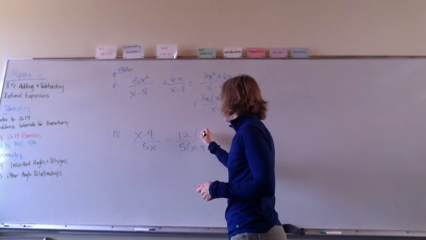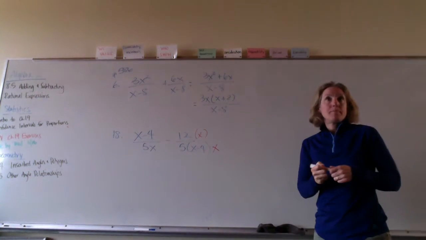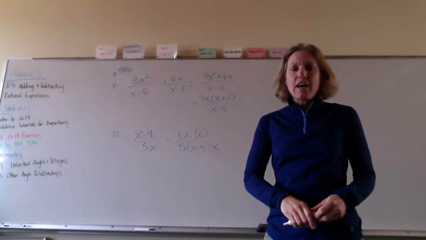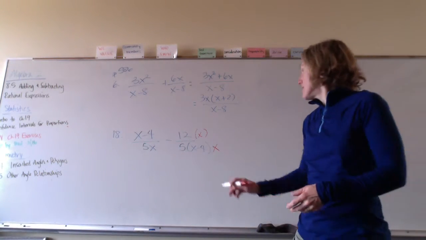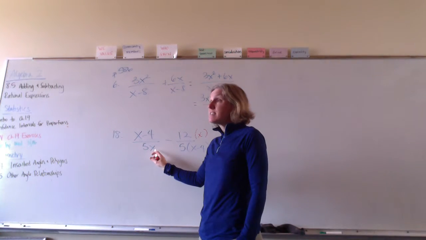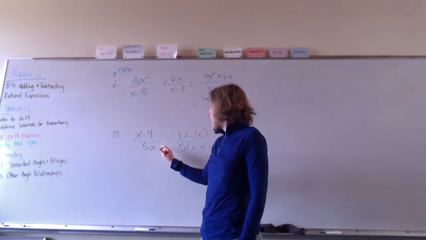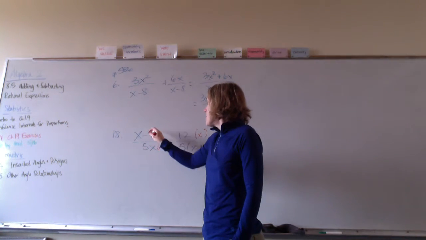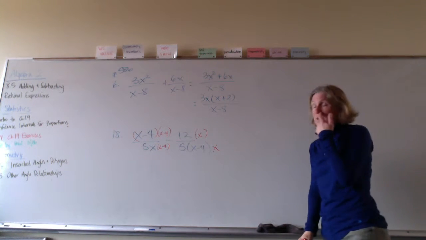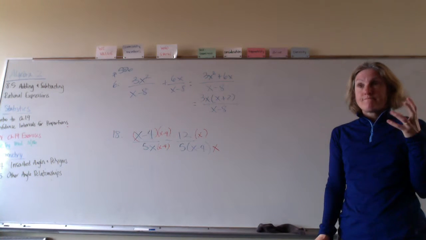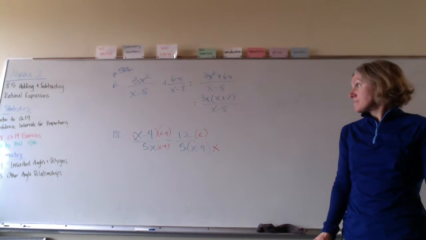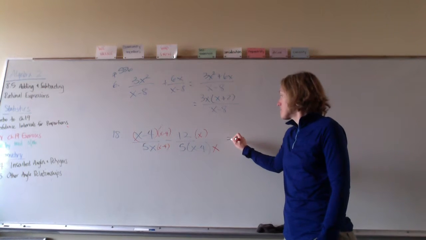And whatever I do to the bottom, I have to do to the top. So now there's a 5 and an x minus 4, yeah? And here I have a 5 and an x, so I need an x minus 4. And whatever I do to the bottom, I have to do to the top. Did you just do x minus 4 to the side?